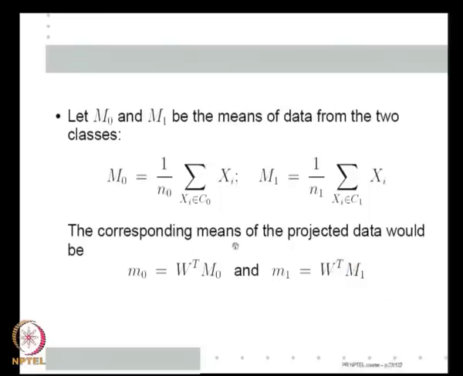So, the corresponding means of the projected data would be what? If I project xi onto W, I get W transpose xi. So, if I take the mean of W transpose xi, that will be the same as W transpose M0. So, on the projected data, let us denote the mean by small m0. So, the mean small m0 will be W transpose capital M0 and small m1 will be W transpose capital M1. These are the means of the projected data when data is projected onto the direction W.